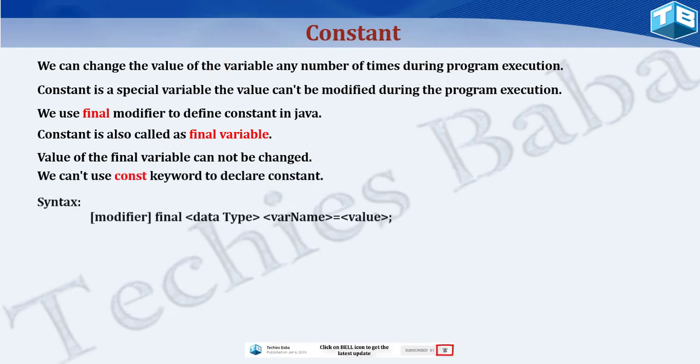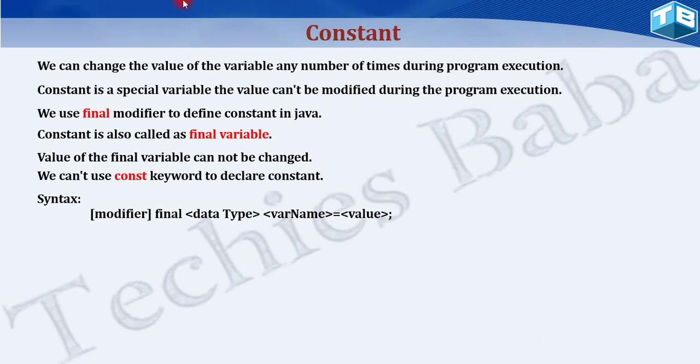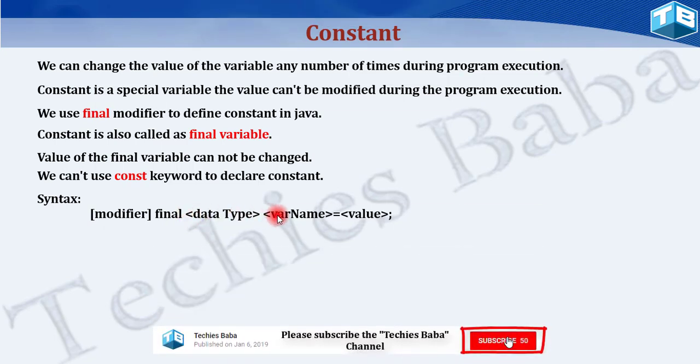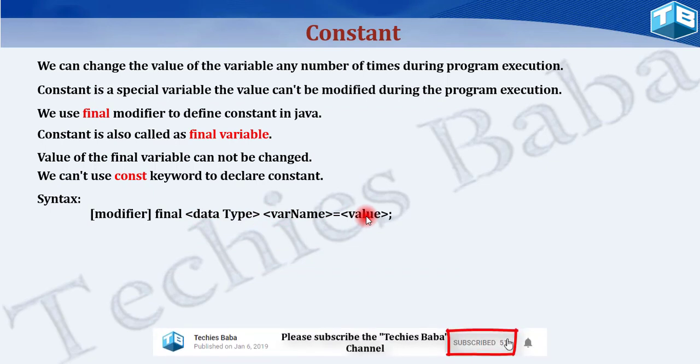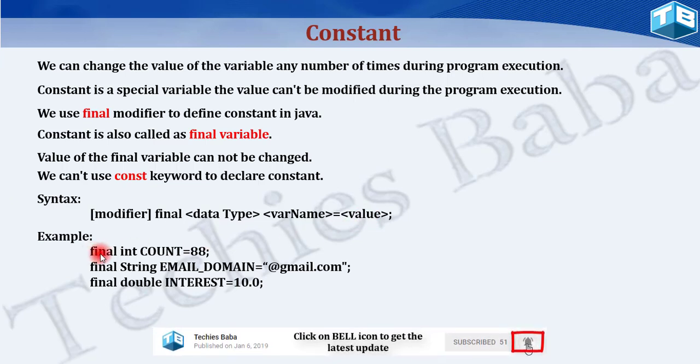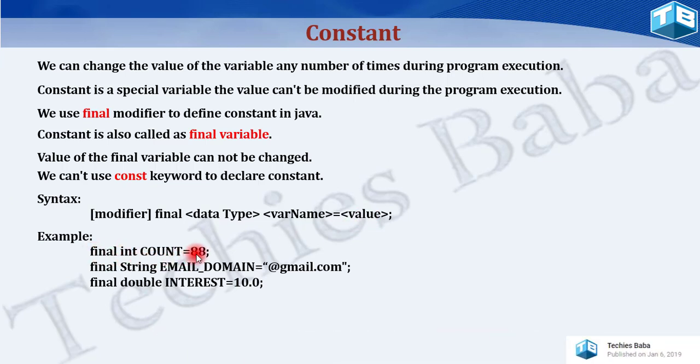Now, what is the syntax of using that final variable? We have modifiers. You can give n number of other modifiers. Final keyword, that is mandatory because we are going to define a final variable or we are going to define the constant, and then the remaining syntax is the same as variable. Data type, variable name, and the corresponding value. So let's see some examples of how you are going to define it. So final int COUNT equal to 88. Final String EMAIL_DOMAIN equal to some at gmail.com. Final double INTEREST equal to 10.0.